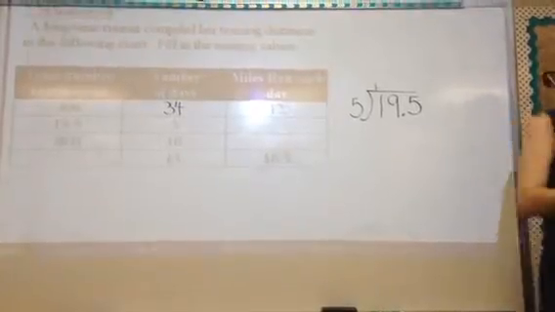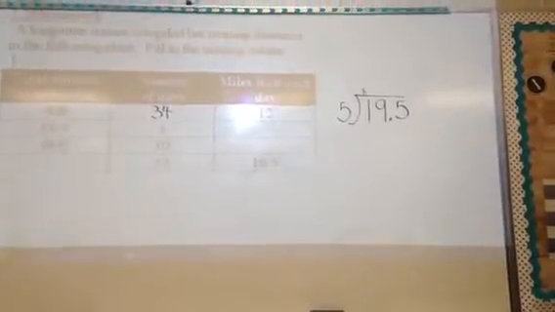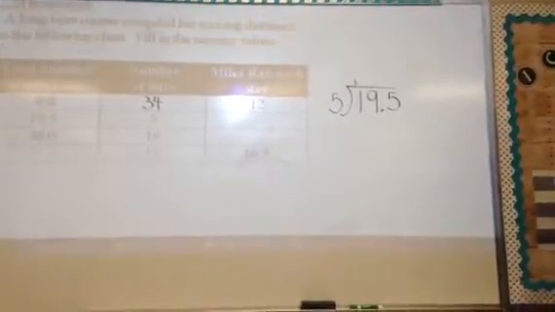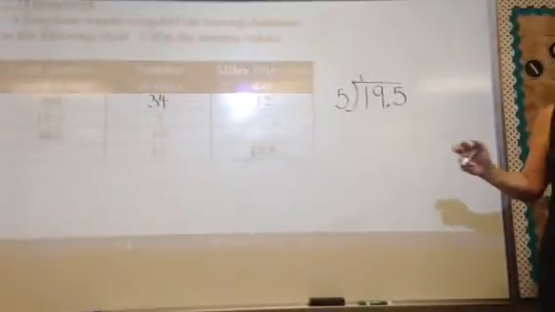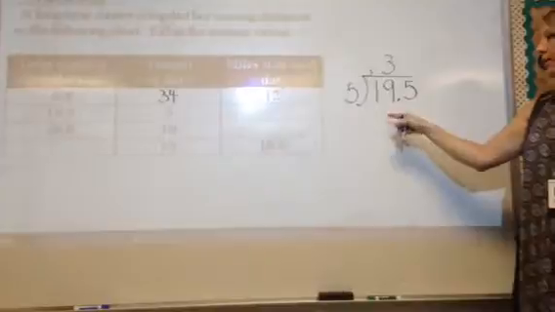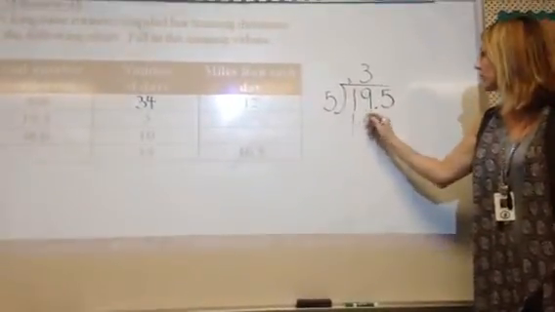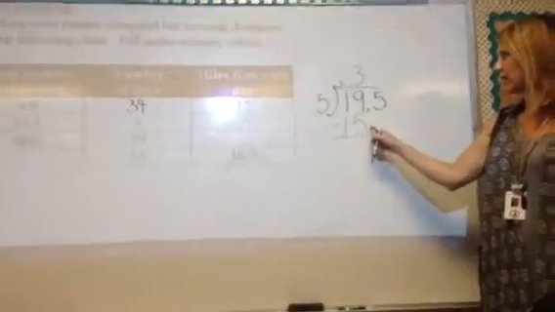Well, if I do just 1, it's going to be 5. If I do 2, it's going to be 10. If I do 3, it's going to be 15. And if I do 4, it's going to go over. So which one of those sounds the best? 3. Yes, because remember, you want to get as close as you can, but you don't want to go over. 5 times 3 is 15. See, that's so much closer than if I had written a 5 or a 10 here.